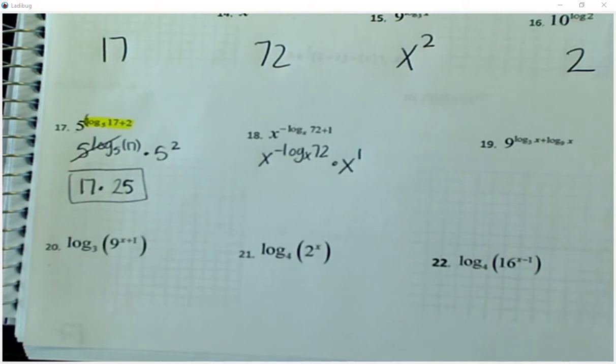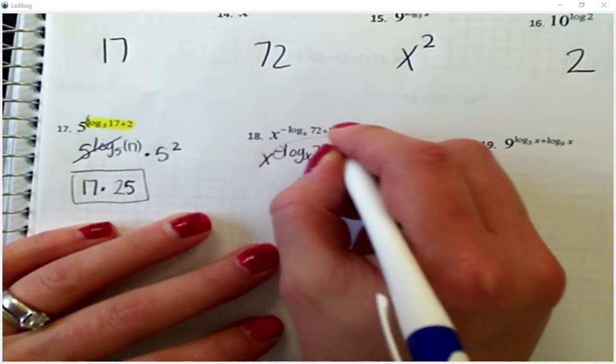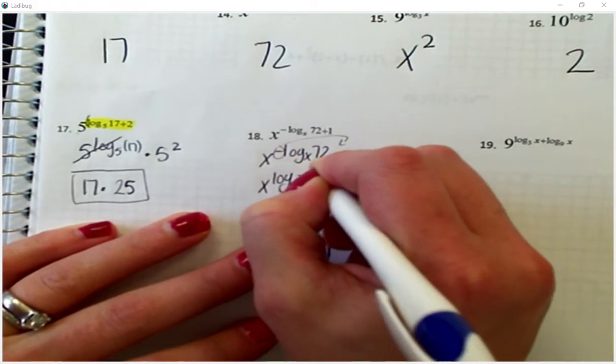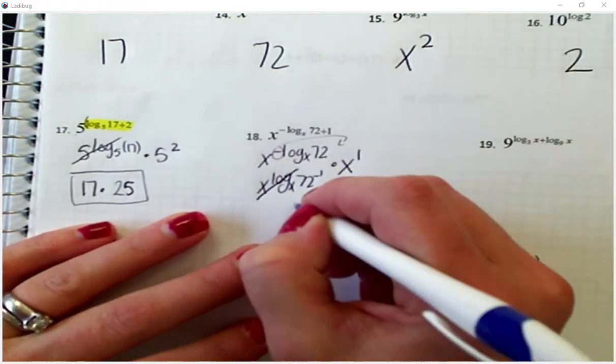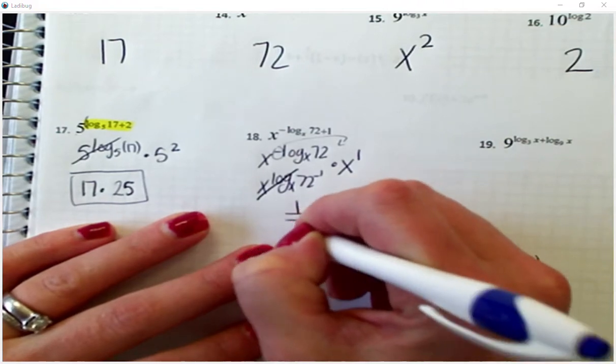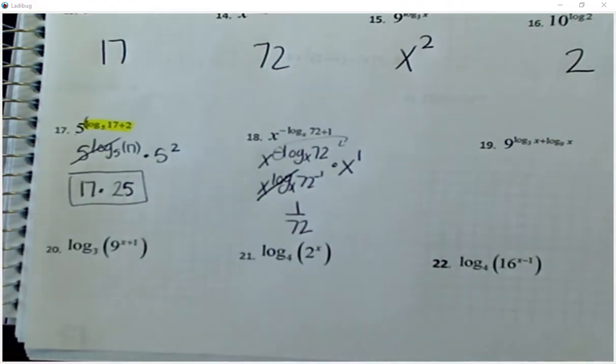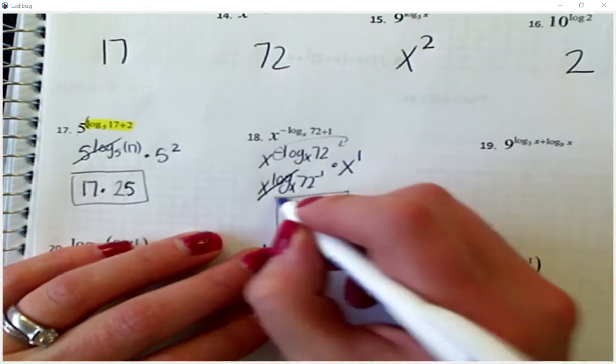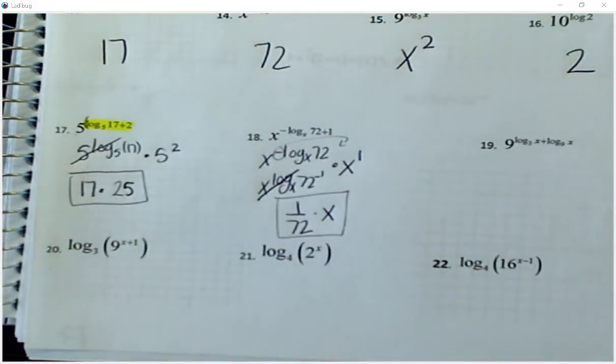Nope, that's the times, right? Times. Okay, so my negative moves to the top. 72 to the negative 1. This cancels out. And 72 to the negative 1 power is 1 over 72 times x. That's it. We're mixing properties, right? You've got some log properties, you've got some exponent properties, you've got some inverse properties.